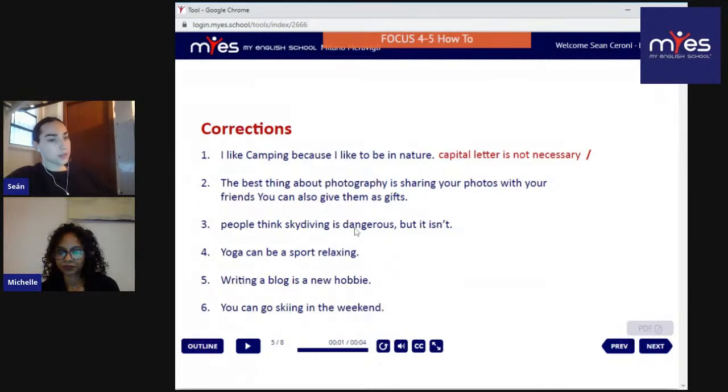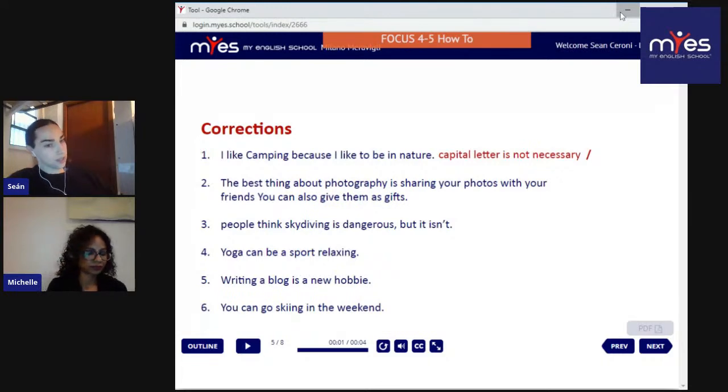The next one. The best thing about photography is sharing your photos with your friends. You can also give them as gifts. So there's one problem here. This is a very, very long sentence. And maybe you'll notice that "you" has a capital letter. So that tells us "you" should be the beginning of a new sentence.